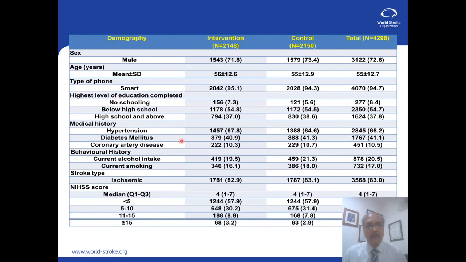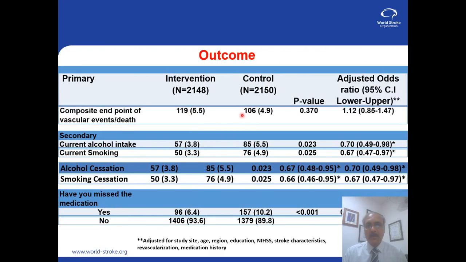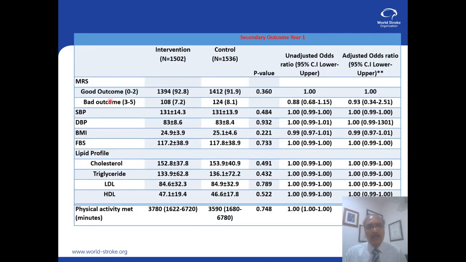This slide shows the baseline characteristics, which were well matched in terms of age, gender, type of mobile phone, education, medication history, stroke subtype, and stroke severity. The primary outcome did not differ in both groups, and there were fewer vascular events recorded in both groups. However, certain lifestyle factors, like current alcohol intake, current smoking, alcohol cessation, smoking cessation, and adherence to medication, were better in the intervention arm. In all the other secondary outcome measures like functional outcome, blood pressure, blood sugar, lipid profile, and physical activity, there was no difference between both groups.